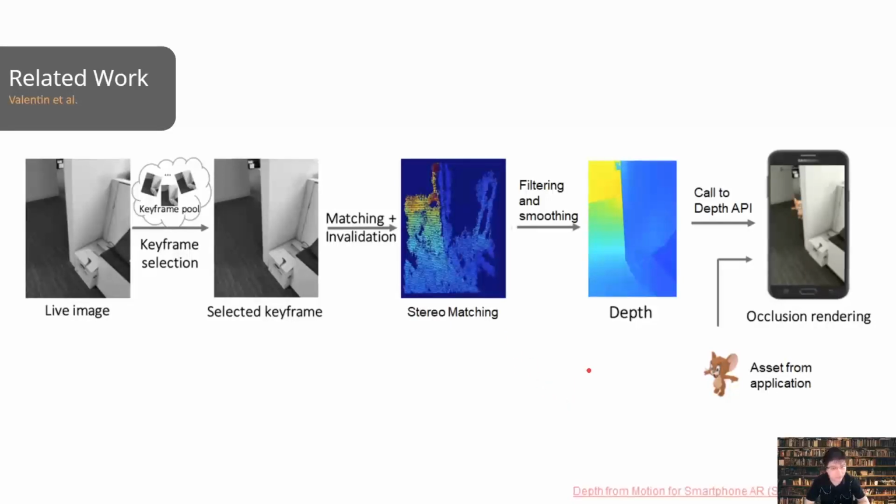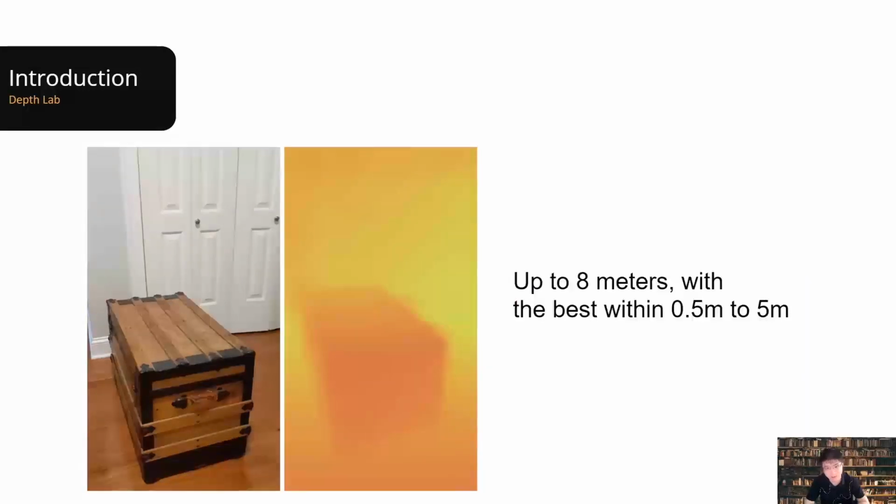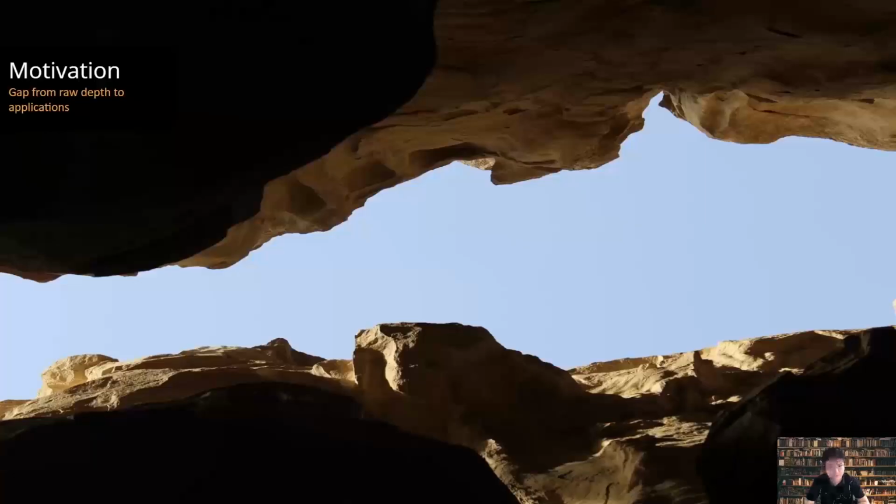The depth image is matched for every camera image processed by ARCore at 30 Hz. An application can acquire the latest depth image for the current frame. For more details, please check out our SIGCHI Asia 2018 paper, Depth from Motion for Smartphone AR. Currently, our Depth16 image format allows for depth sensing up to 8 meters, and the best depth measurements are between 0.5 meters to 5 meters.